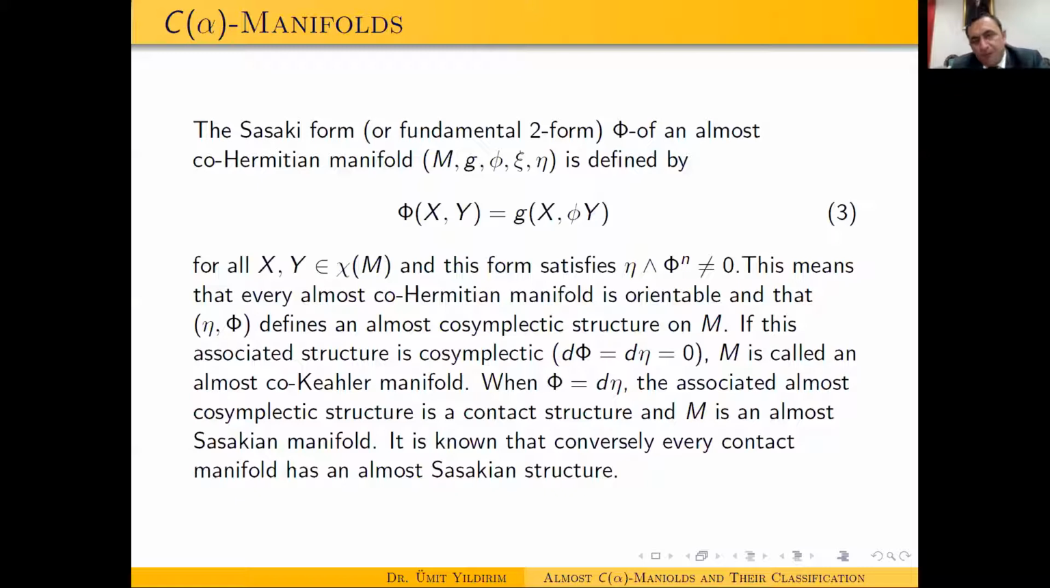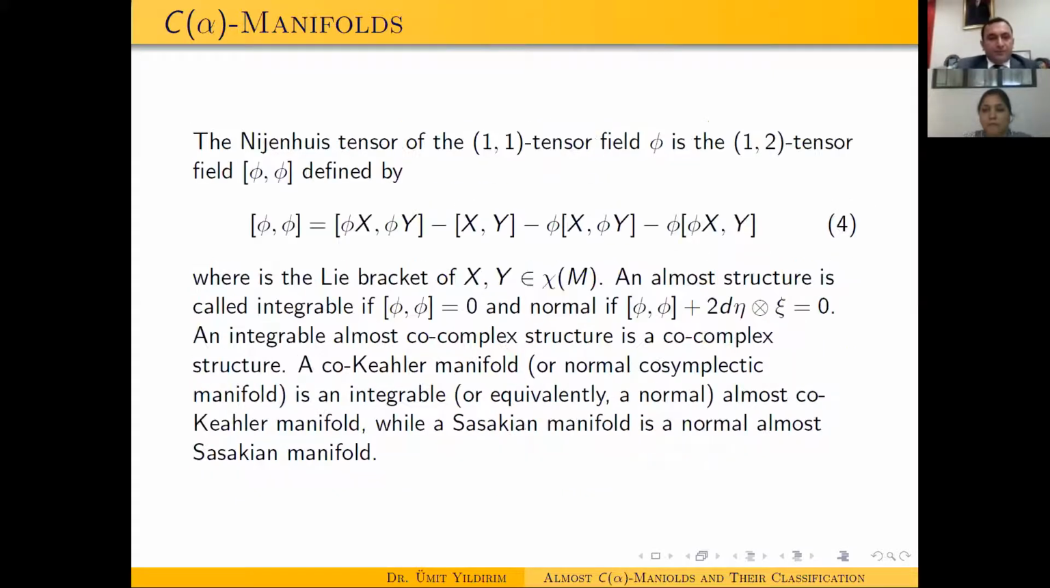eta wedge Phi to the n is not equal to 0. This means that every almost contact metric manifold is orientable and that (eta, phi, Phi) defines an almost cosymplectic structure on M. If this associated structure is cosymplectic, M is called an almost cosymplectic manifold. When Phi equals d eta, the associated almost cosymplectic structure is a contact structure and M is an almost Sasakian manifold. It is known that conversely, every contact manifold has an almost Sasakian structure.